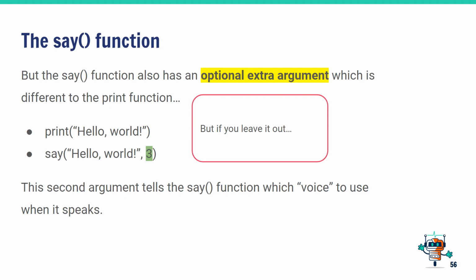Because it's an optional argument, if you leave out that second argument, the number, like this, the say function will just use the default voice and it would still work, and that's why the second argument is optional.